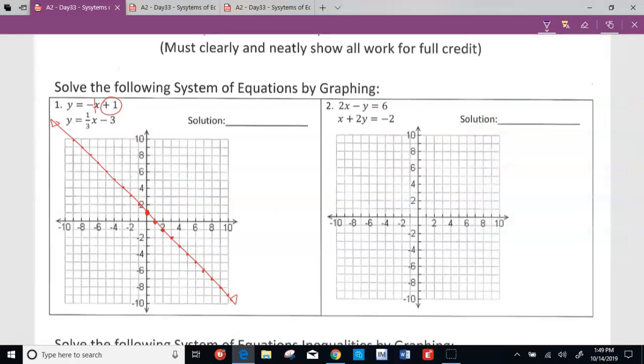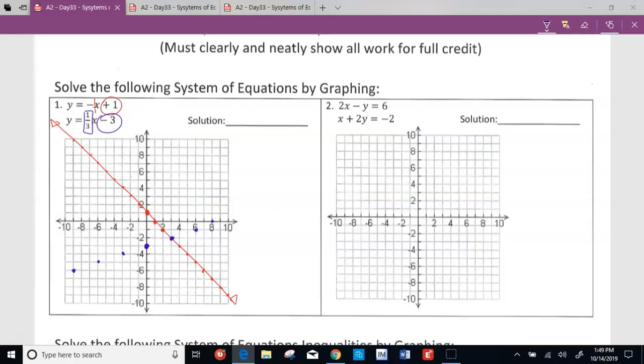My second line is given by the equation y equals 1/3 x minus 3. It too is already in slope-intercept form, so I can go to my y-intercept, which is at negative 3, place a dot there, follow my slope of 1/3. That means up 1 over 3, and I already found my point of intersection. But I will continue making all the points so I can have a nice and accurate graph.